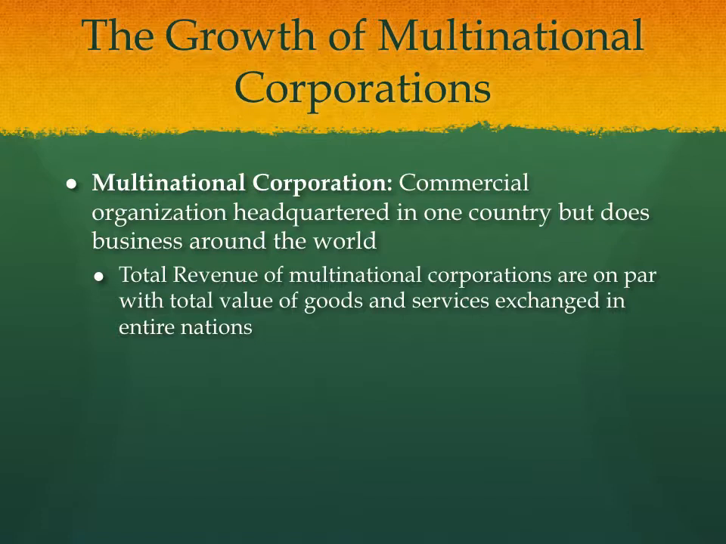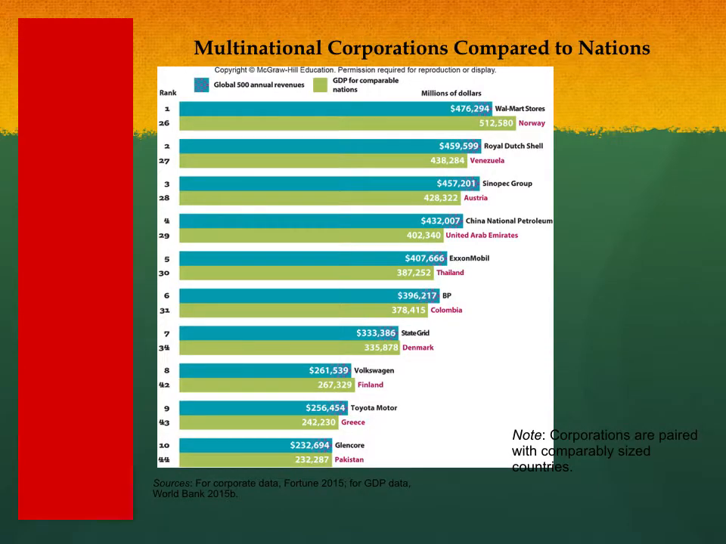And so the total revenue of multinational corporations is on a par with the total value of goods and services exchanged in entire nations. And I've mentioned this before. So here's an example of this. This is from Fortune magazine in the year 2015, as well as gross domestic product data from the World Bank in 2016. And what it's looking at is the global 500 companies, the Fortune 500 companies, and their annual revenues.